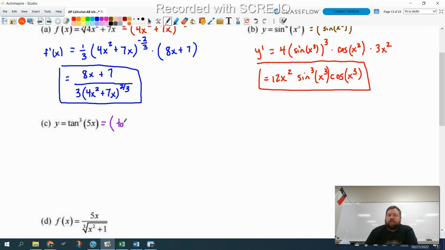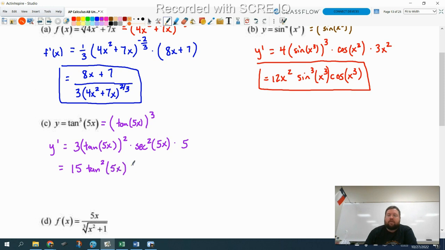All right, so I'm going to rewrite this one, tangent of 5x cubed. And so the derivative, y prime, is equal to 3, power rule first, tan of 5x squared, multiplied by the derivative of tangent, which is secant squared of 5x, multiplied by the derivative of 5x, which is 5. So I end up with 15 tan squared of 5x, secant squared 5x.